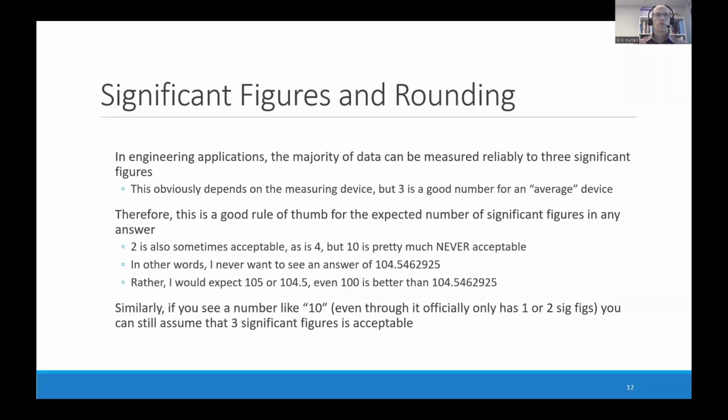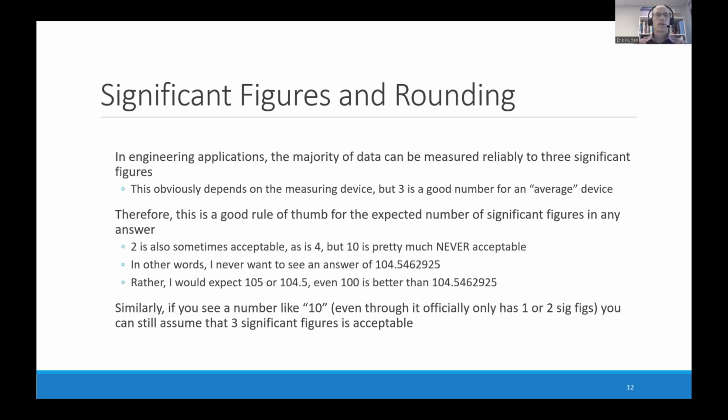It is important to report your answer in a way that makes sense. You probably learned about significant figures in some of your science classes. Engineering takes a more real-world approach to significant figures. In real life, if you're trying to measure something, you can generally do it to about 3 sig figs. So that is pretty much what we use in engineering, regardless of what the scientific rules are.